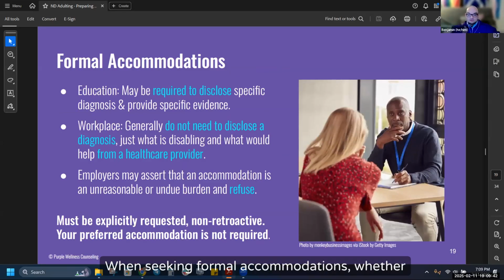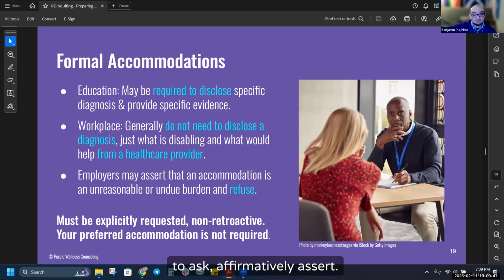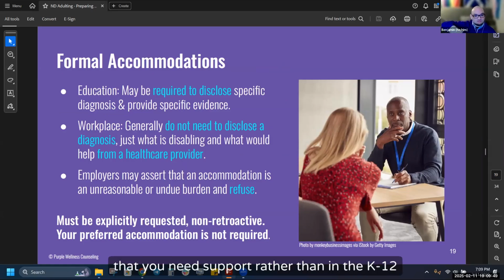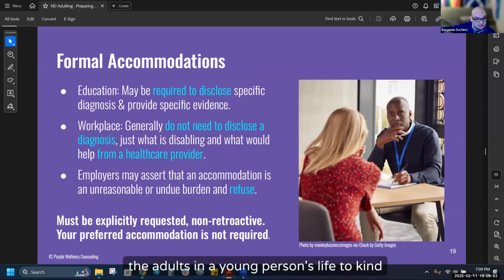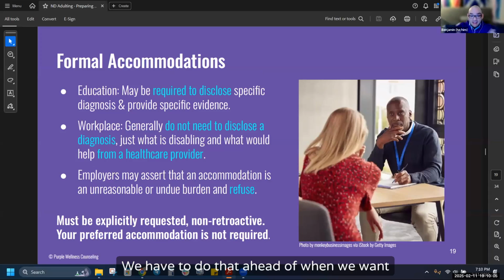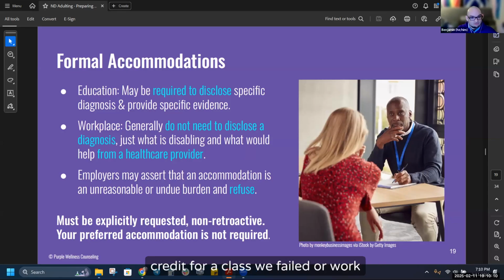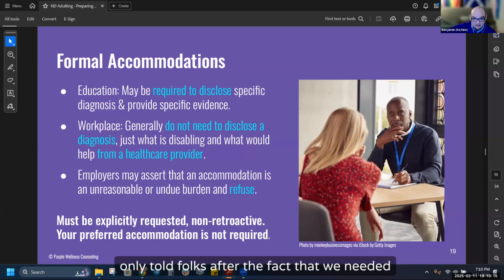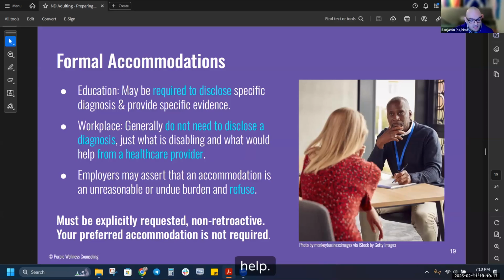When seeking formal accommodations, whether in education or the workplace, you're going to have to affirmatively assert that you need support, rather than in the K-12 setting where it's the responsibility of the adults in a young person's life to pay attention and try to identify if somebody needs supports or resources. As an adult, it's on our responsibility to communicate to an institution or organization that we need help. We have to do that ahead of when we want support. We can't get retroactive credit for a class we failed or a work assignment we weren't able to get done if we only told folks after the fact that we needed help.